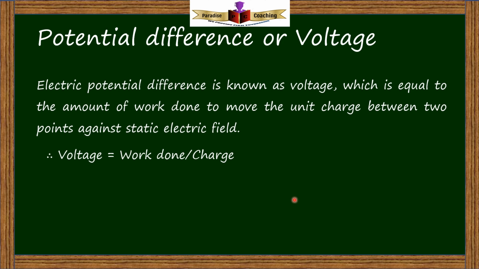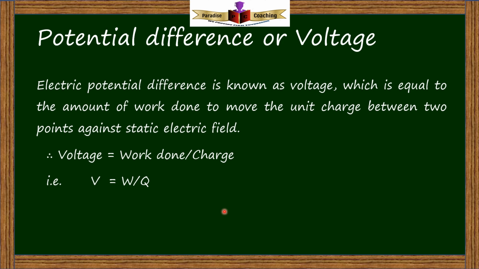Definitely when current flows, not a single electron flows, multiple electrons flow at the same time. So how much charge is flowing and how much work is done to move that charge gives us the measurement of the term voltage. Simply in mathematical terms we can write V is equal to W upon Q, where V is nothing but the potential difference or the voltage.